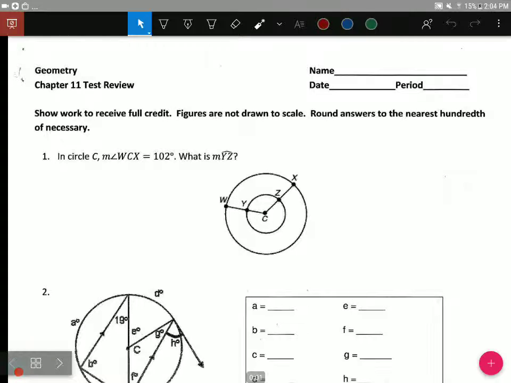All right, math fans, this is Unit 6A. I know it says Chapter 11, but whatever. This is Unit 6A for circles. So we're just going to march through this real quick.